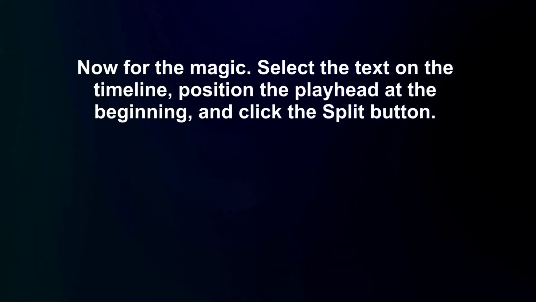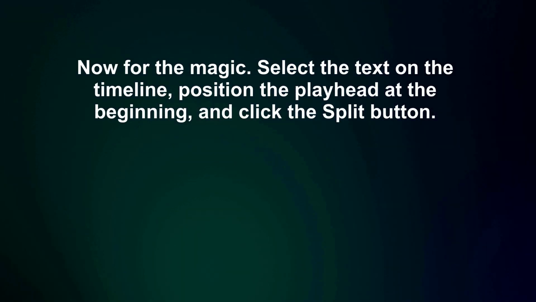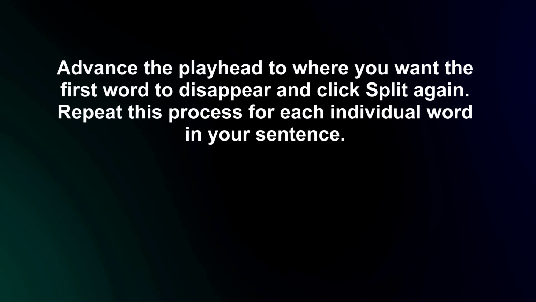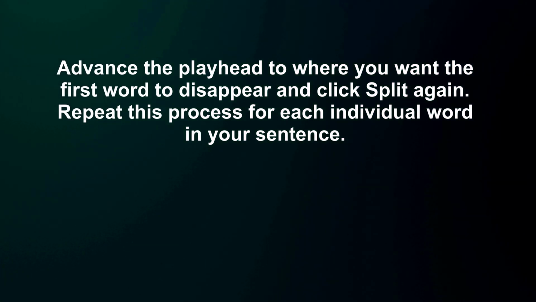Now for the magic. Select the text on the timeline, position the playhead at the beginning, and click the split button. Advance the playhead to where you want the first word to disappear and click split again. Repeat this process for each individual word in your sentence.